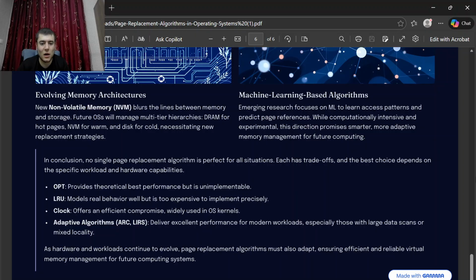Adaptive algorithms like ARC and LIRS deliver excellent performance for modern workloads, especially those with large data scans or mixed locality. As hardware and workloads continue to evolve, page replacement algorithms must also adapt, ensuring efficient and reliable virtual memory management for future computing systems.